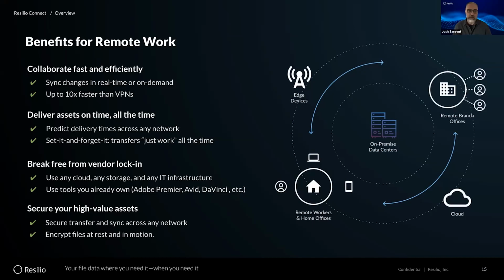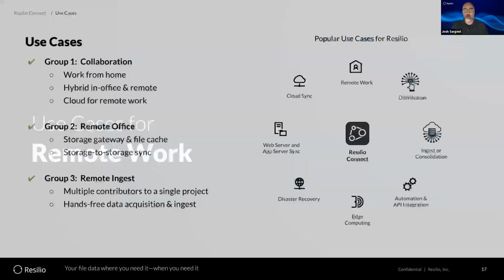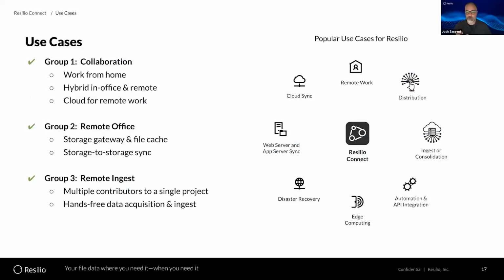And of course, I mentioned security already, but there's three buckets of use cases that we typically see from our customers. Collaboration, I've mentioned a few times. There's a few different variations of that. Remote offices, that's another type of remote work, different than individuals working from home, where it's one person per location. In a remote office, you might have tens or hundreds of people in a smaller location than your main location, and you need to do that efficiently as well. And then this remote ingest is really popular and seems to be gaining popularity as people discover what Resilio Connect is capable of.